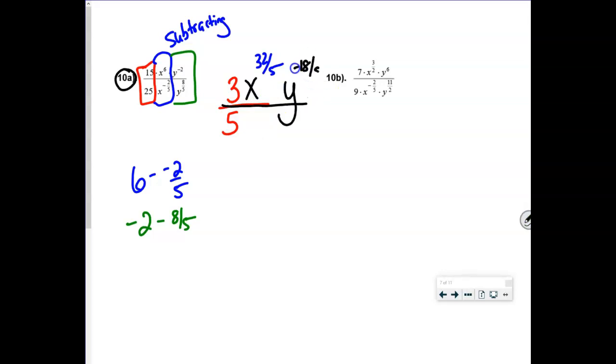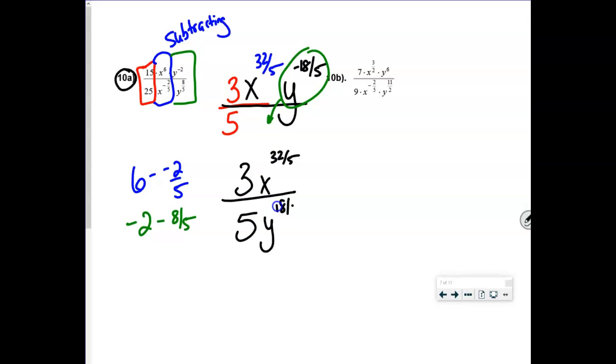Okay. Is this a good answer? No, they're never good answers on the first step, are they? All right, she's moving that down to the bottom. Final answer, 3 times x to the 32/5 over 5 times y to the 18/5. Thank you.